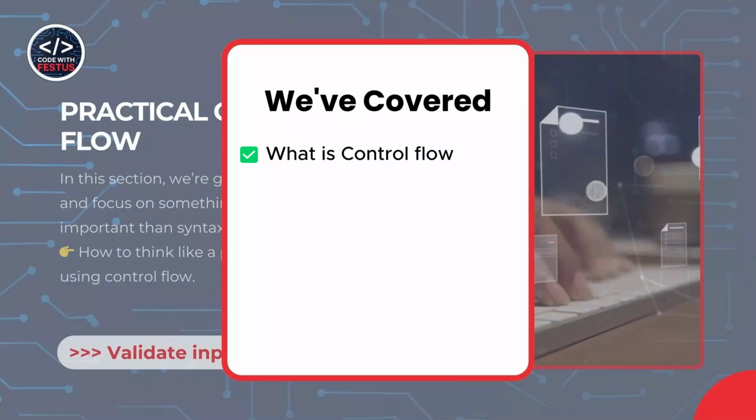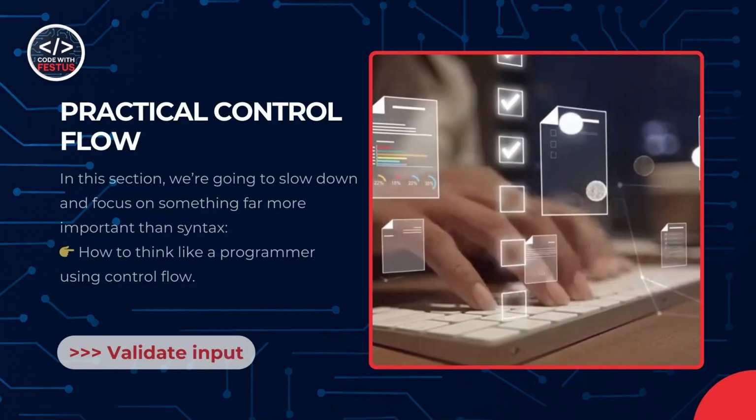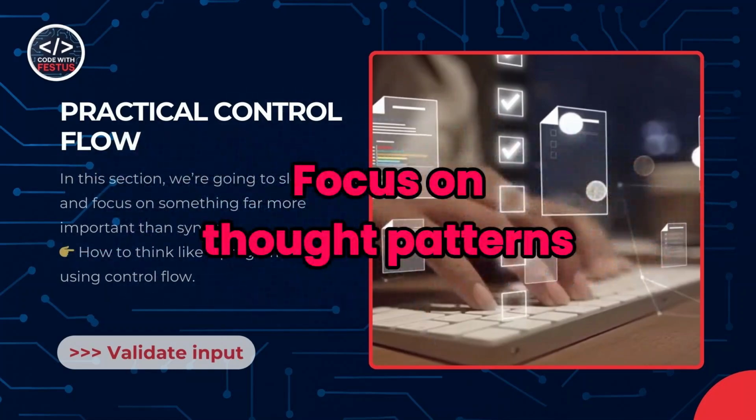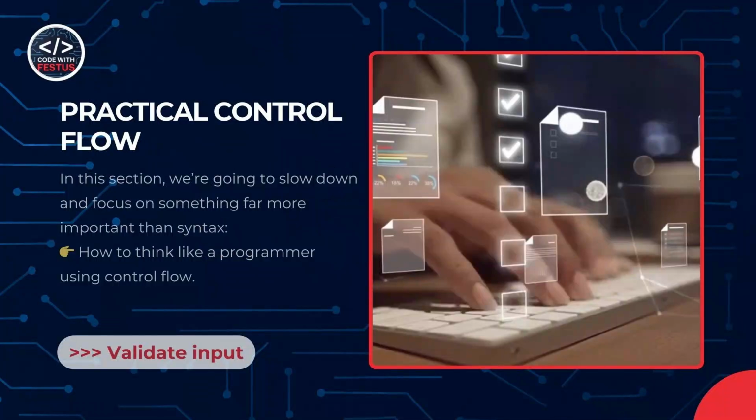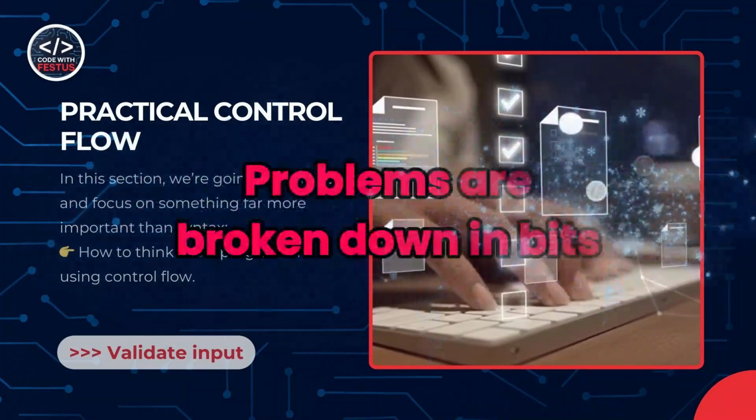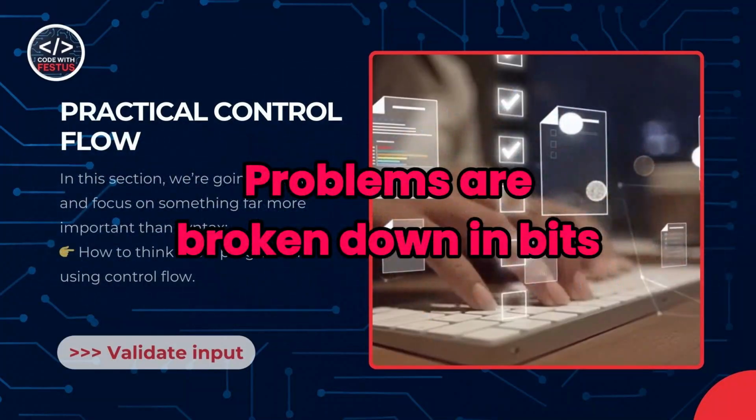Up until now, we've talked about what control flow is and how the syntax works. But this is the point where many beginners get stuck. Not because the syntax is hard, but because they don't yet think in logic. So, in this section, we are going to slow down and focus on something far more important than syntax: how to think like a programmer using control flow. Because real programs are not written line by line from memory. They are written by breaking problems into decisions and repetitions.